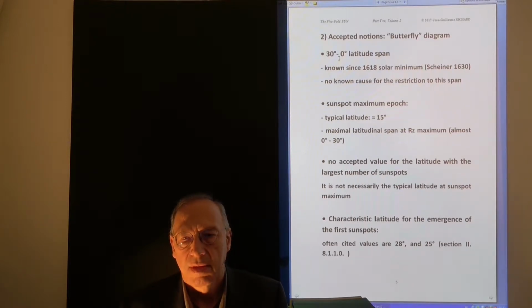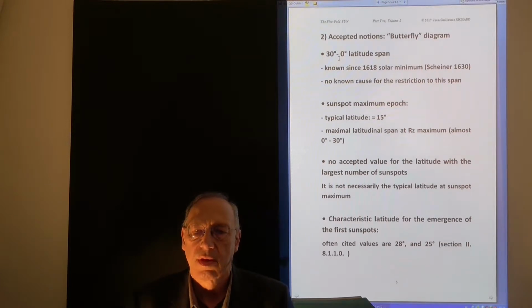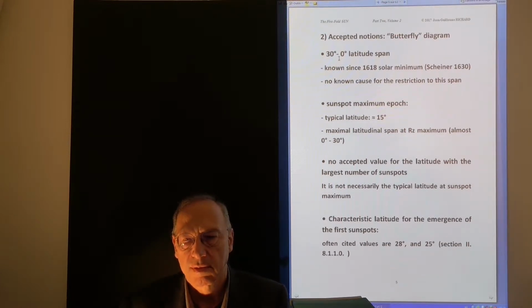This was known as 1618, which was the first observed solar minimum epoch and is in Scheiner's book of 1630. However, 400 years later, there is no known cause for why the emergence of sunspots is restricted to this latitudinal span. Another accepted notion is that at sunspot maximum epoch, the typical latitude for sunspots may be around 15 degrees, plus or minus 1 or 2 degrees.